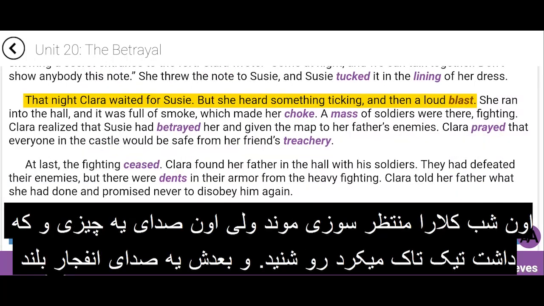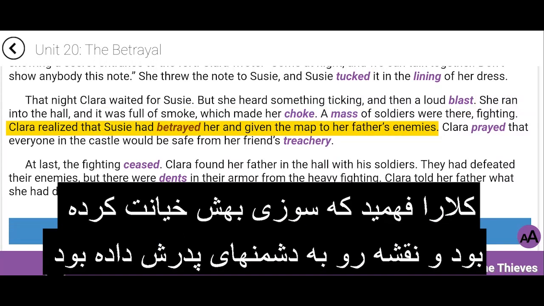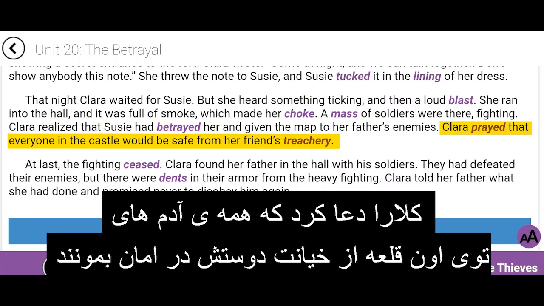That night Clara waited for Susie. But she heard something ticking, and then a loud blast. She ran into the hall, and it was full of smoke, which made her choke. A mass of soldiers were there fighting. Clara realized that Susie had betrayed her and given the map to her father's enemies. Clara prayed that everyone in the castle would be safe from her friend's treachery.